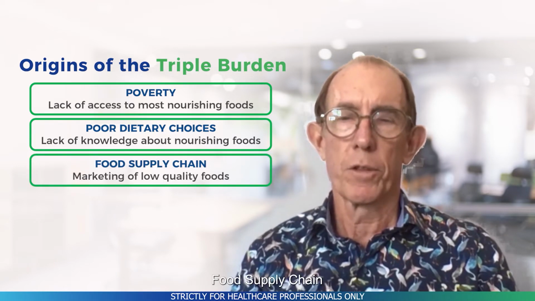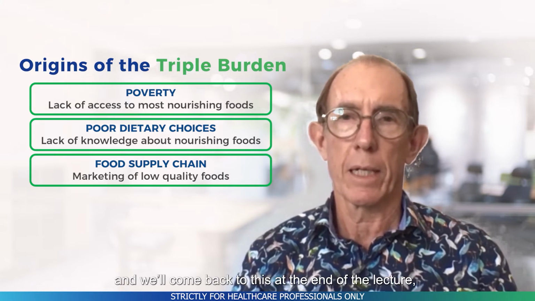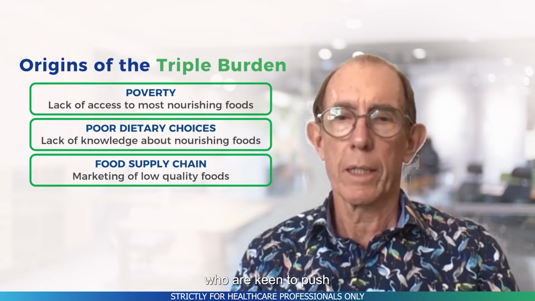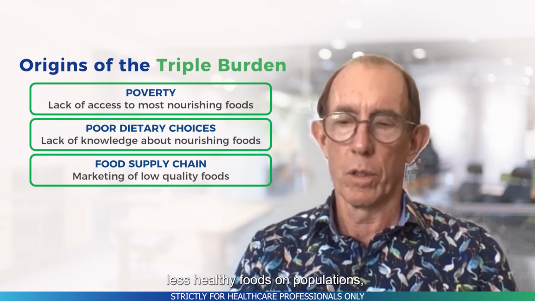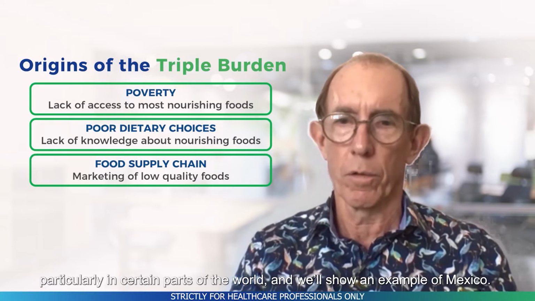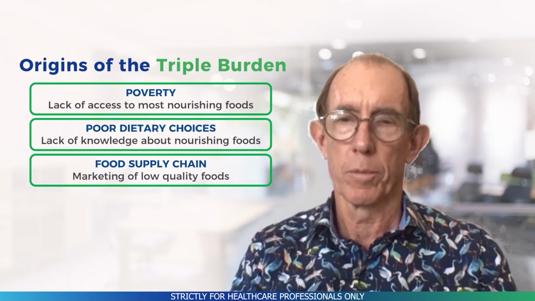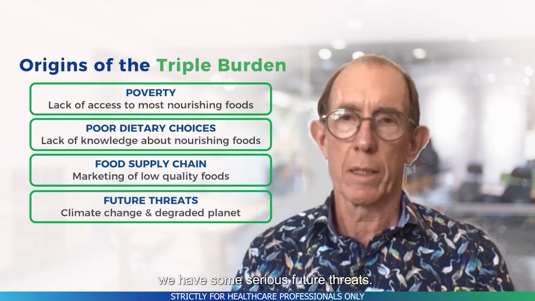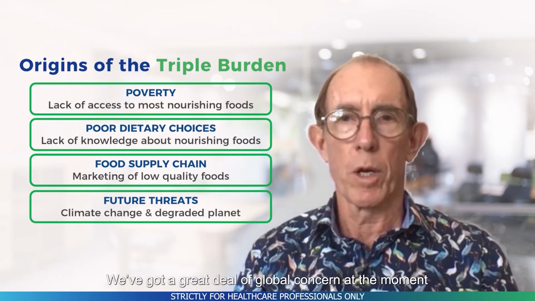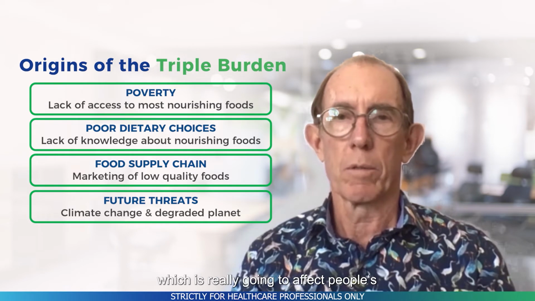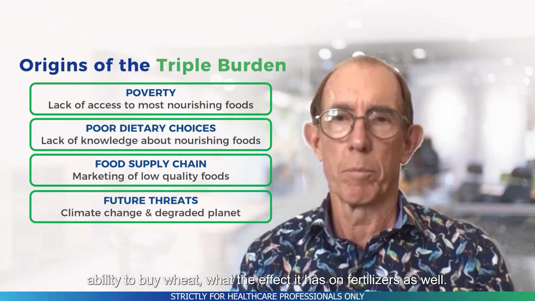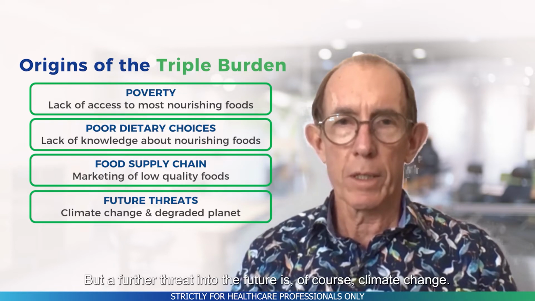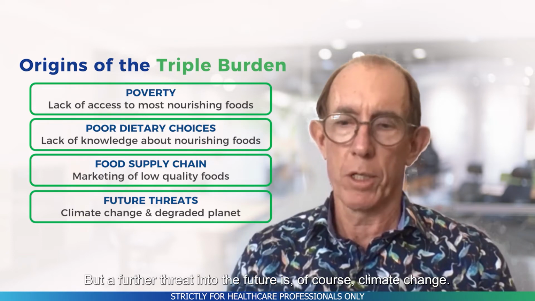Then we have issues around the food supply chain, and we'll come back to this at the end of the lecture. But sadly, there are certain manufacturers and marketeers who are keen to push less healthy foods on populations, particularly in certain parts of the world, and we'll show an example of Mexico. And then looking into the future, we have some serious future threats. We've got a great deal of global concern at the moment about what's happening with the war in Ukraine, which is really going to affect people's ability to buy wheat, and the effect it has on fertilizers as well. But a further threat into the future is, of course, climate change.